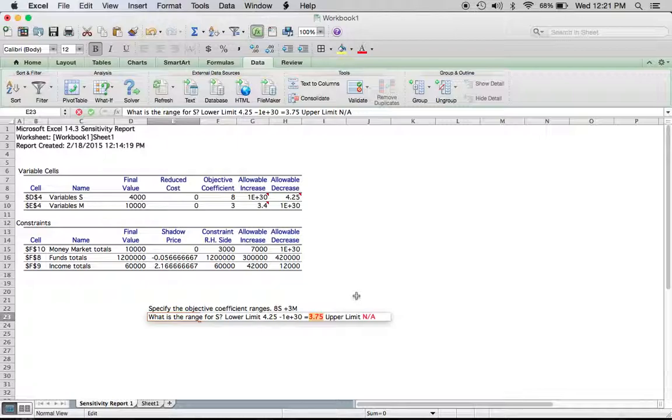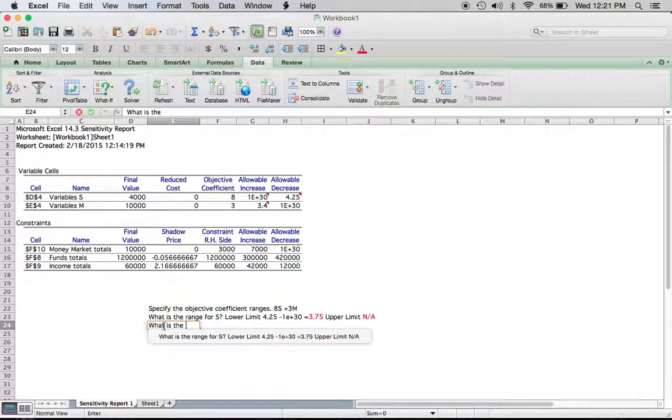Now let's take a look at M. And that's a different problem, doesn't it? What is the lower limit? There is no real lower limit given these constraints and everything else that we just put it through. What is the upper limit? $60.40. $60.40?